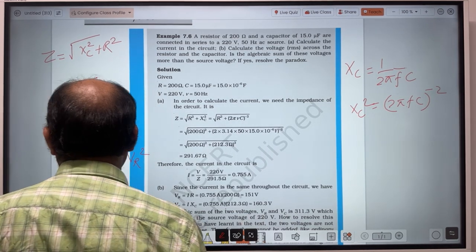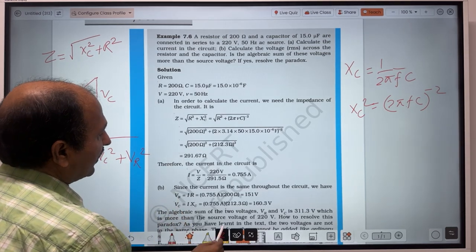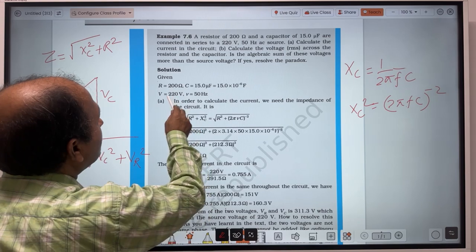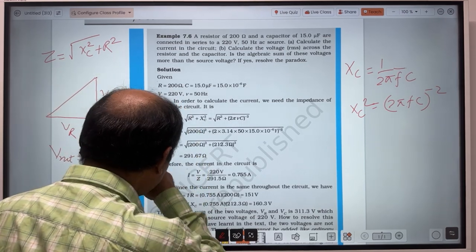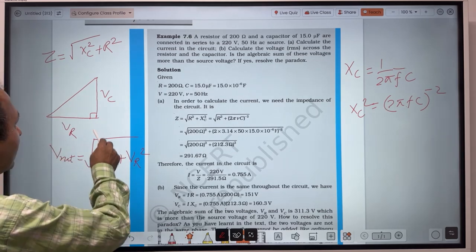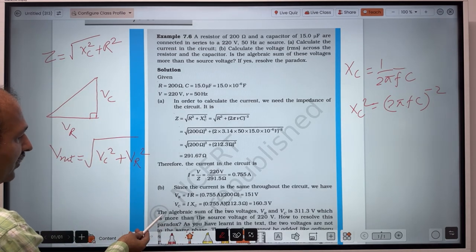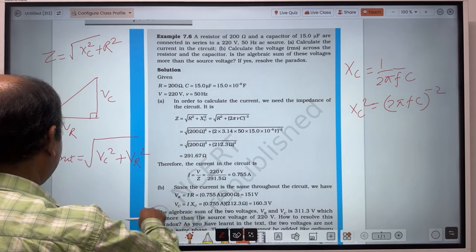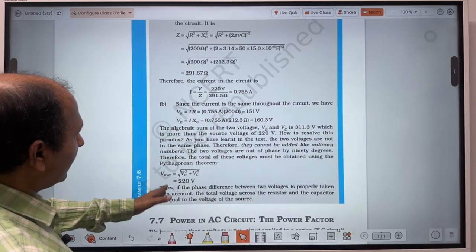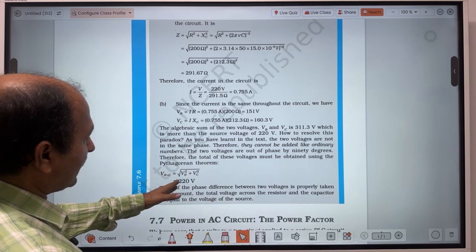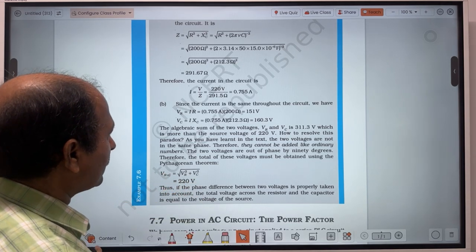If we find the algebraic sum of the two voltages, what do we observe? It will be more. VR plus VC will be more than the 220 volt applied voltage, but since they are not in phase, they make a 90-degree angle between them. So definitely if we apply Pythagoras theorem, we will get the same result, right? Here VR and VC, then VR square plus VC square gives 220 volt.